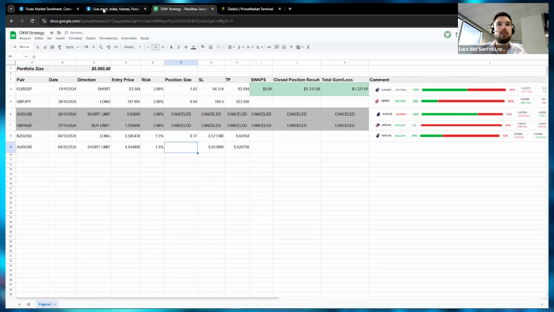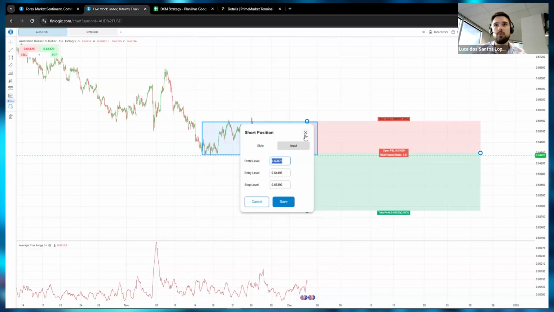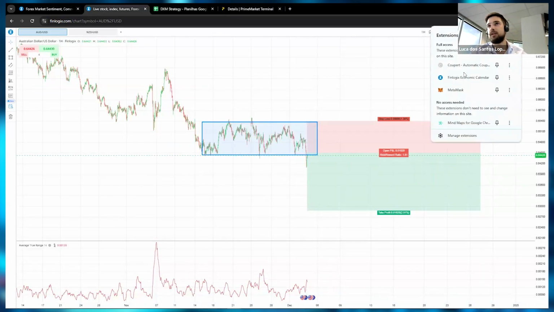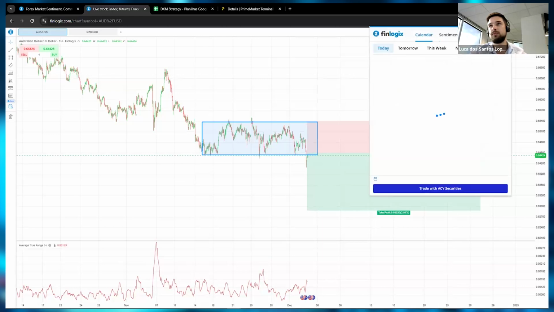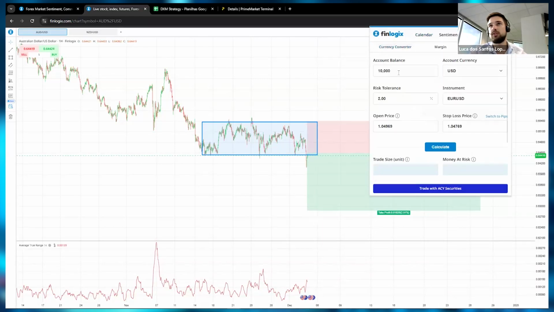Okay, so let's calculate the lot size for this one. So 1.5%. Come here, FinLogics economic calendar tool, calculator, position size, account balance at 5,000. We will continue to calculate at 5,000. Because the right way to calculate, remember we have $70 already in stop loss because it's 1.5%. So we should be calculating $4,930. Okay, because the $70 we have to count as money that is being used already. So let's count this way.